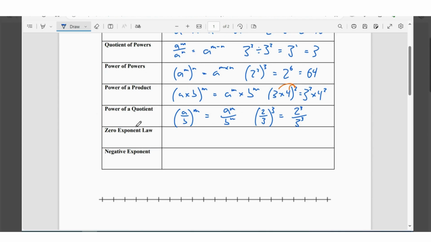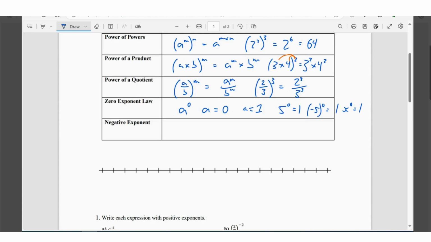And the zero exponent law is that if you have a to the power of 0, and a doesn't equal 0 itself, that equals 1. So anything to the power of 0 equals 1. So 5 to the power of 0 equals 1. -5 to the power of 0 equals 1. X to the power of 0 equals 1.